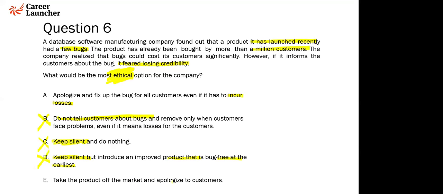Take the product off the market and apologize to the customer. Ethical, yes. But it is not even completing the process. What would be the ethical thing to do? The ethical thing would be to inform the customers, rectify the problem, and compensate them for the losses. So that choice is wrong, it's an incomplete choice. The best option is choice A. I thought this was a fairly easy question.